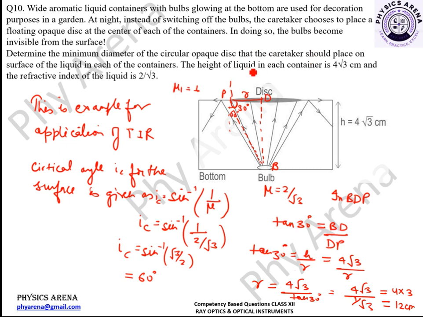But the question has asked that we need to find the diameter. So diameter D is equal to 2 times R. That will be equal to 2 into 12, that is 24 centimeter. So this is the minimum diameter of the disc that needs to be placed so that all the light reflects back into the liquid itself.